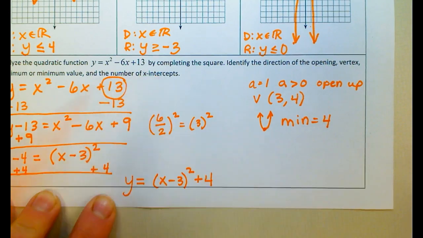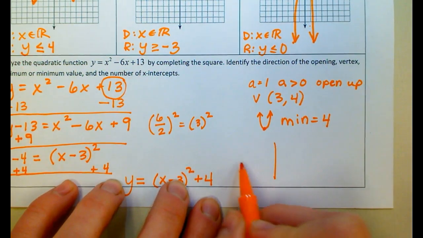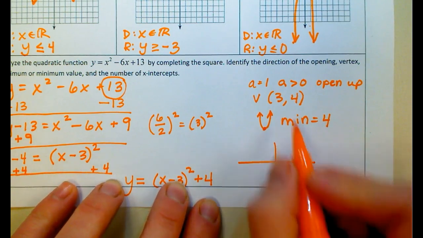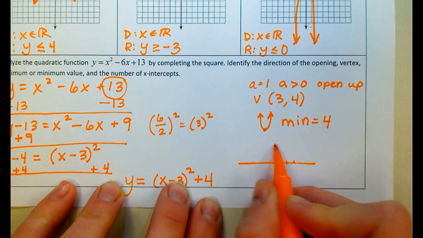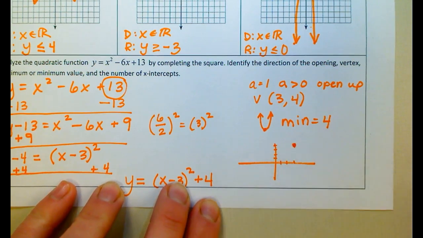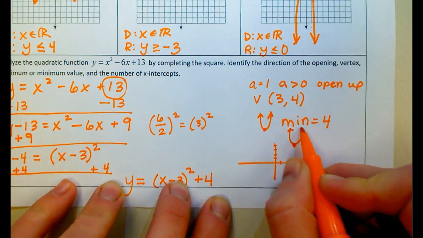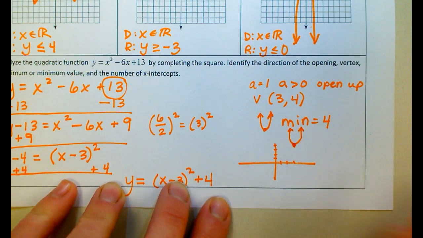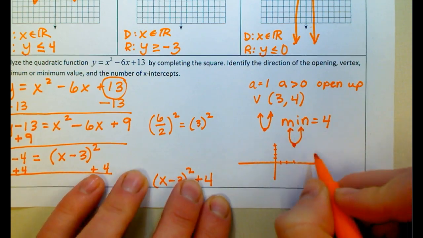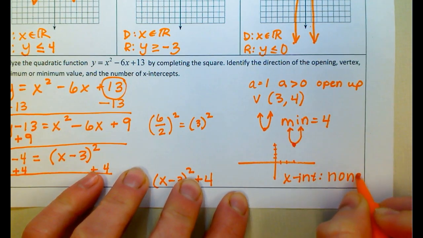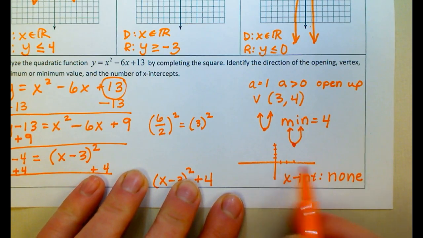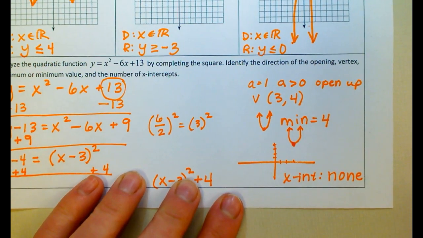And the number of x-intercepts. Well, I can kind of think about what this graph would look like. If my vertex was on positive 3, positive 4, 1, 2, 3, 1, 2, 3, 4, my vertex would be about here. I also know it opens up. So if it opens up, it would look something like this. Now we know that if it opens up above the x-axis, there's no x-intercepts. So my x-intercepts, we have none. It did not cross it once, it didn't cross it twice, it crossed it no times.